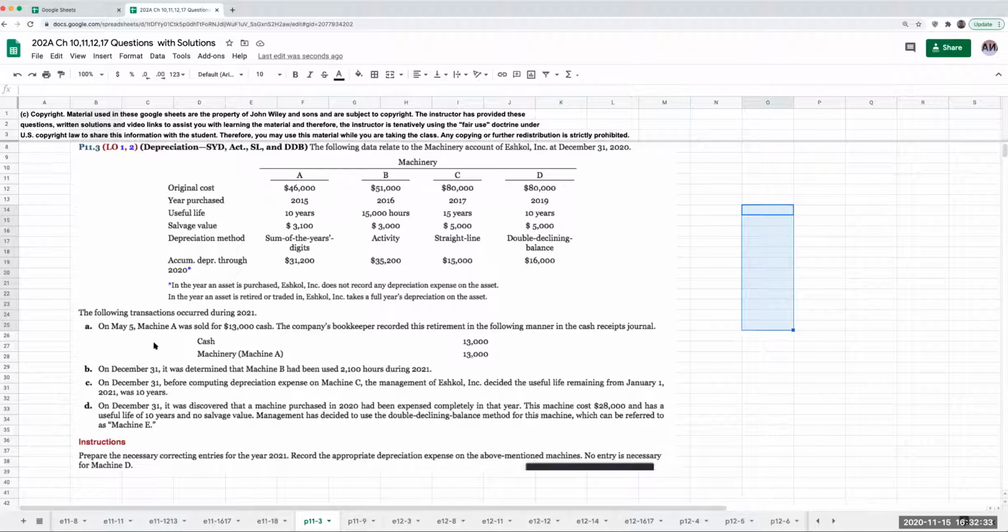On May 5th, machine A was sold for $13,000 cash. The company's bookkeeper recorded this retirement in the following manner in the cash receipts journal. Right over here, they did cash, basically $13,000, and then machinery, $13,000. Okay, so whenever we retire an asset, we're going to have a gain or loss.